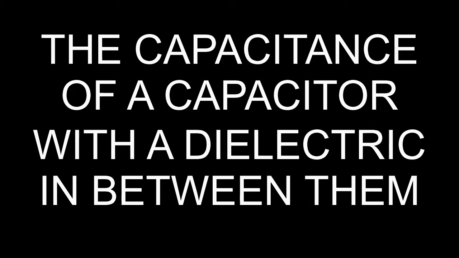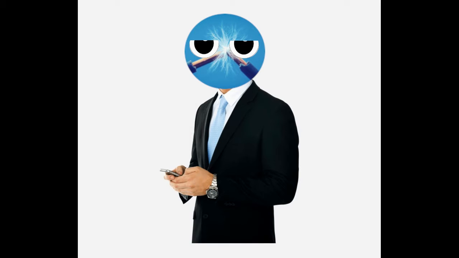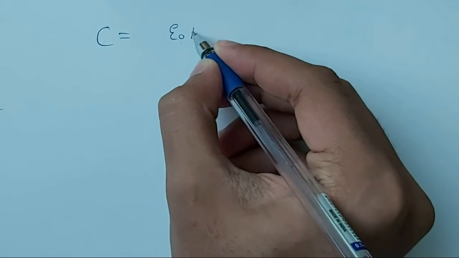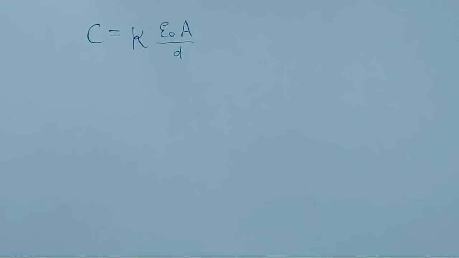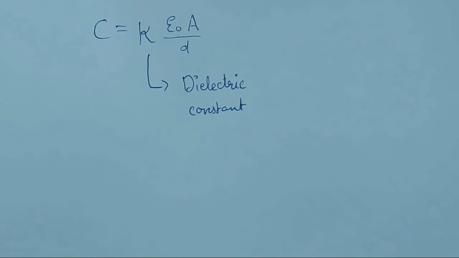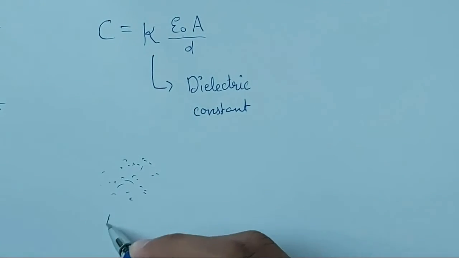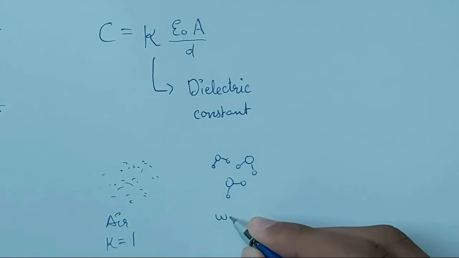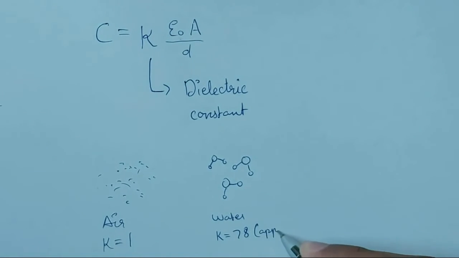And now the last equation, the capacitance for a capacitor with a dielectric in between them. This is the most common type of capacitor used nowadays, and guess what? You can actually make one yourself, which I'm gonna do after I explain this. Now we know that the capacitance for a parallel plate capacitor is epsilon 0 A by D, and now we're gonna add a K to the equation. The value of K here is known as the dielectric constant of the medium. For air, the dielectric constant is 1. And for water, it's about 78.